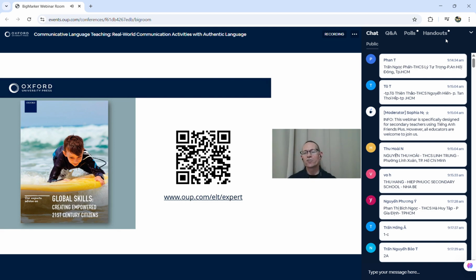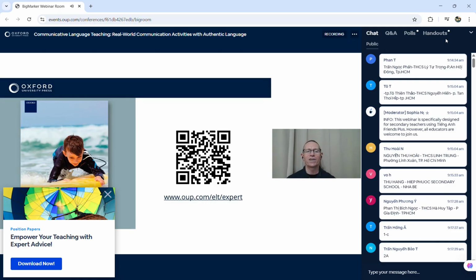There are a lot of general ideas here which aren't necessarily designed for secondary classes, but you can adapt the ideas very easily. And you can click through on the pop-up that we see.